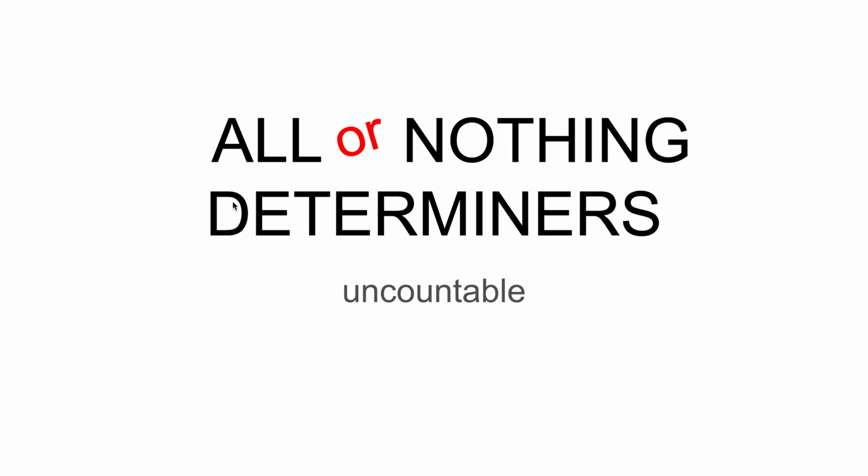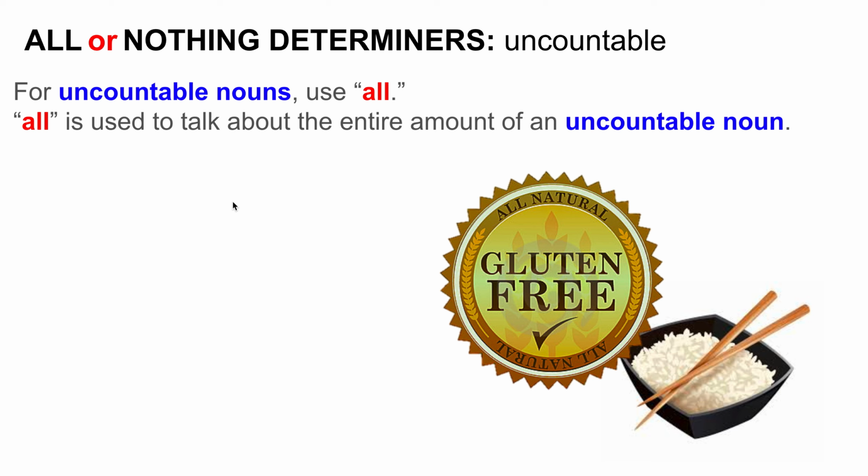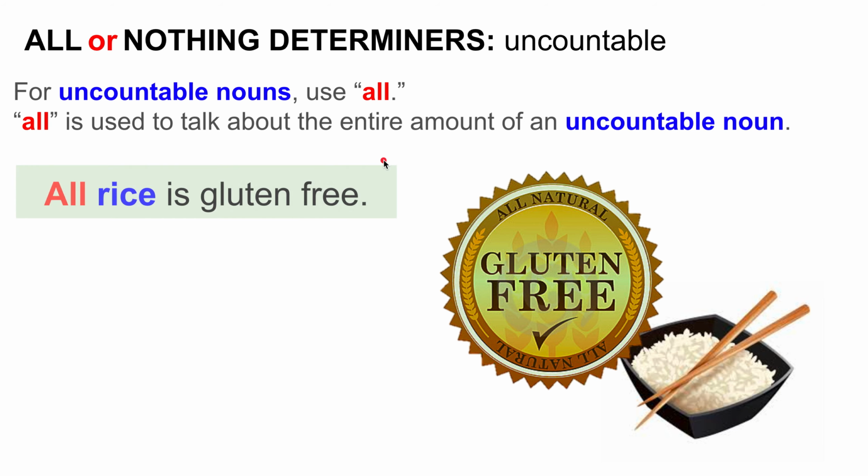Moving forward, let's look at uncountable nouns now. For uncountable nouns, we use all. All is used to talk about the entire amount of an uncountable noun. So, for example, I looked this up online and I was surprised to find out that all rice is gluten-free. So if you're wondering, now you know. All rice is gluten-free. The entire amount of the world's rice, gluten-free.